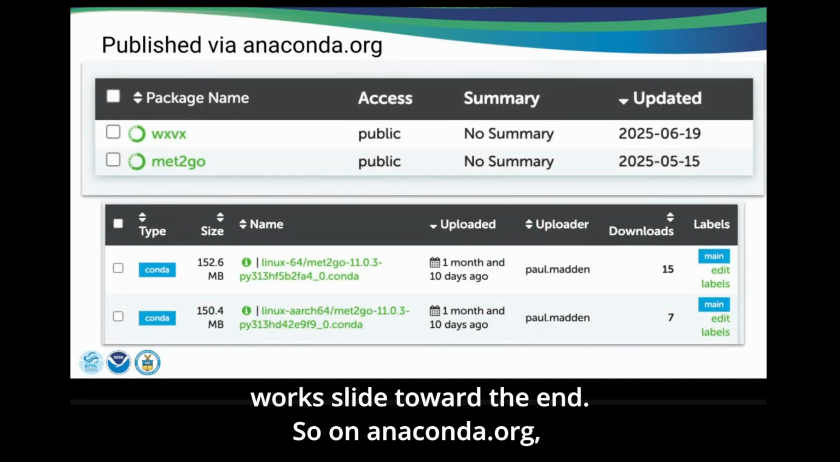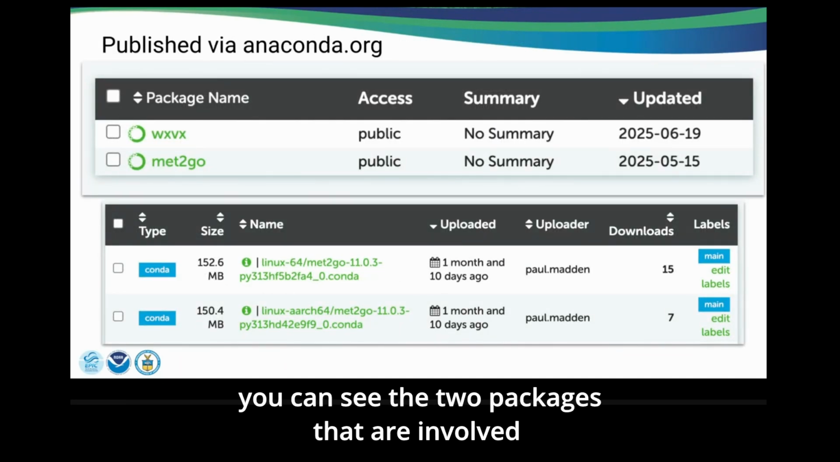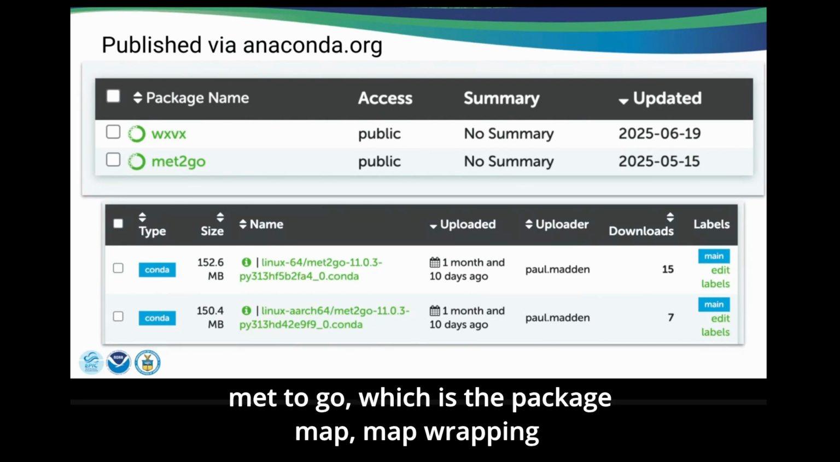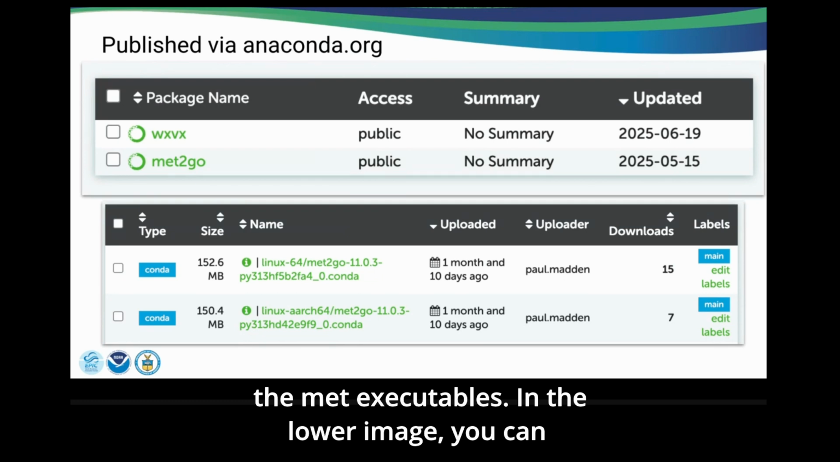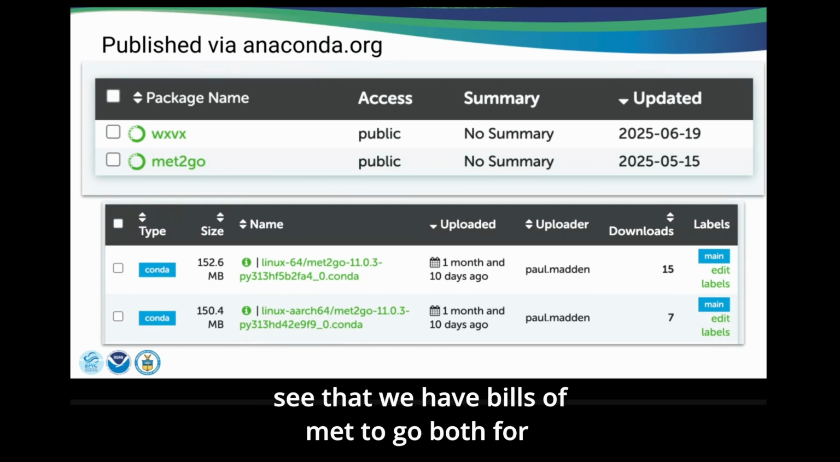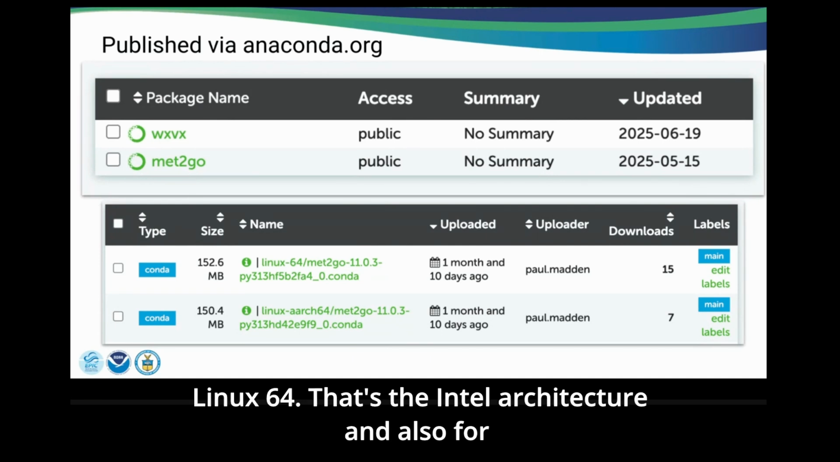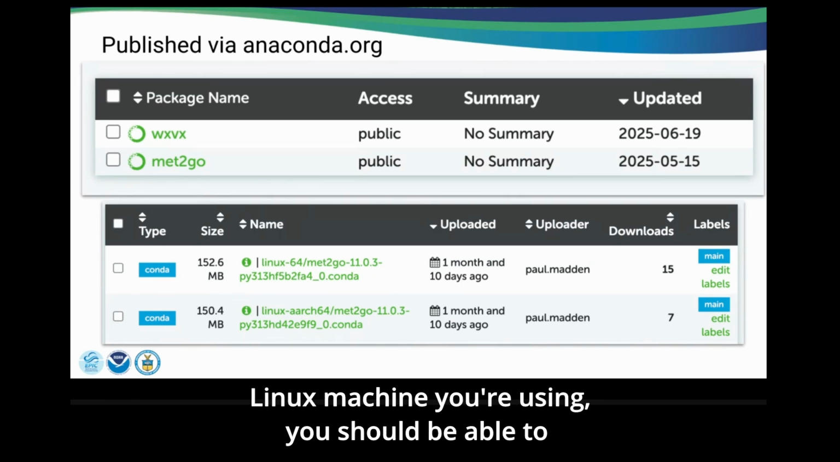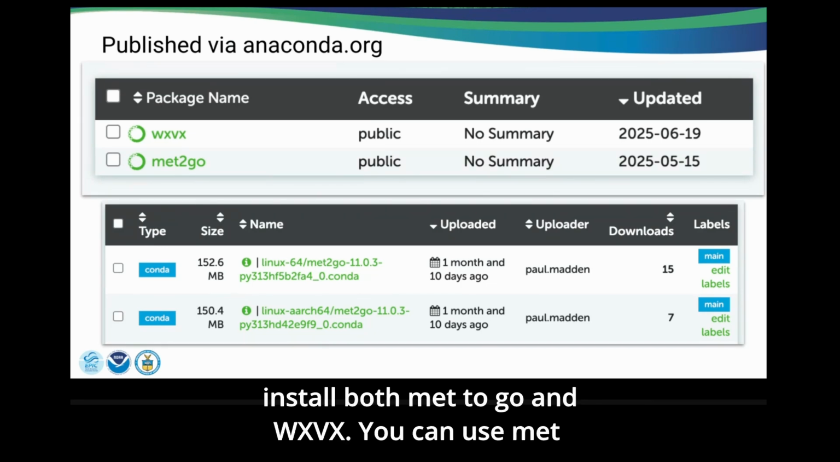So on anaconda.org, you can see the two packages that are involved here, WXVX, which is the workflow itself, and then MET2Go, which is the package wrapping the MET executables. In the lower image, you can see that we have builds of MET2Go, both for Linux 64, that's the Intel architecture, and also for ARM64, which is the ARM architecture. So any Linux machine you're using, you should be able to install both MET2Go and WXVX.